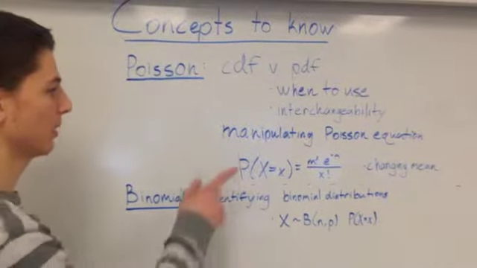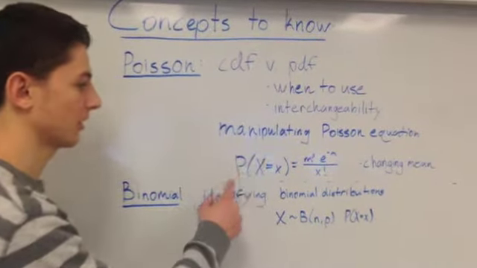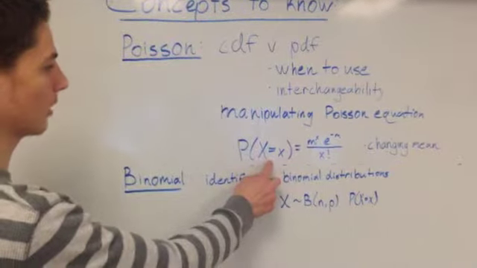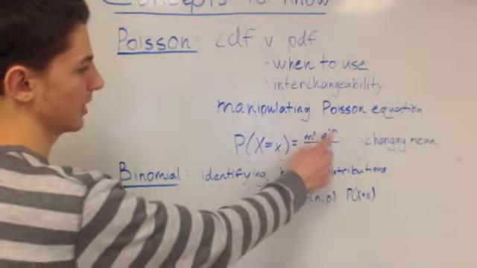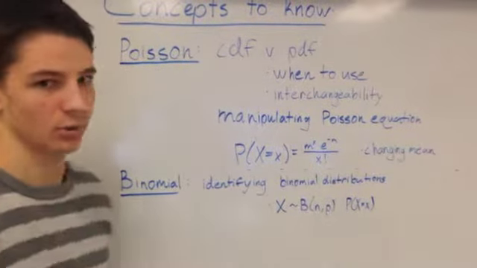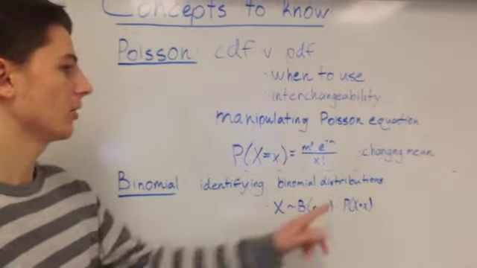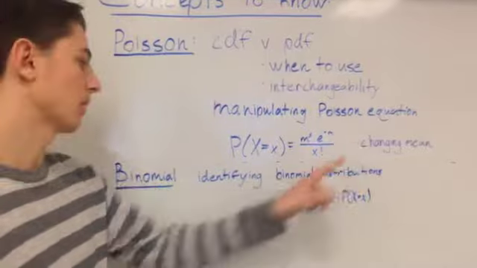You also need to know how to manipulate the Poisson equation specifically, which is shown right here, where the probability that x is equal to a number is m to the x, e to the negative m, over x factorial. And mainly you need to know how you can change the mean to solve a problem.